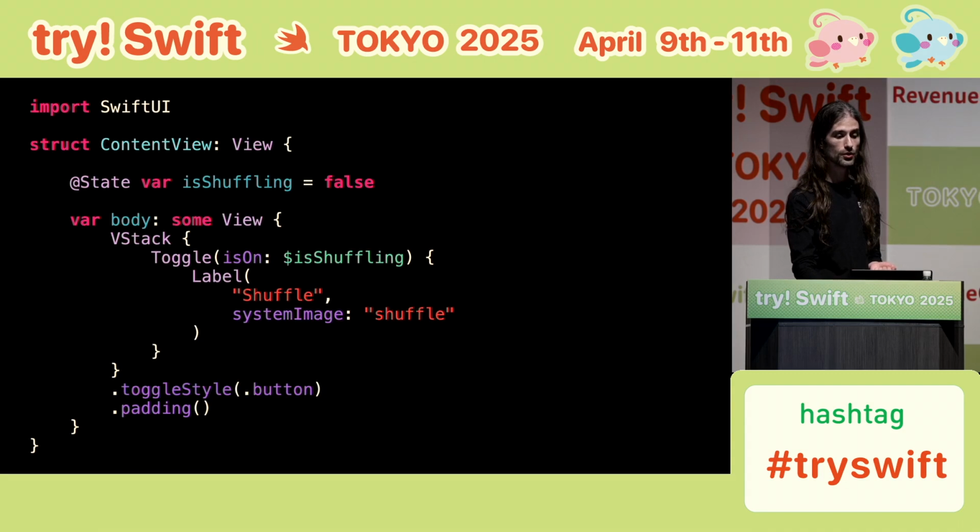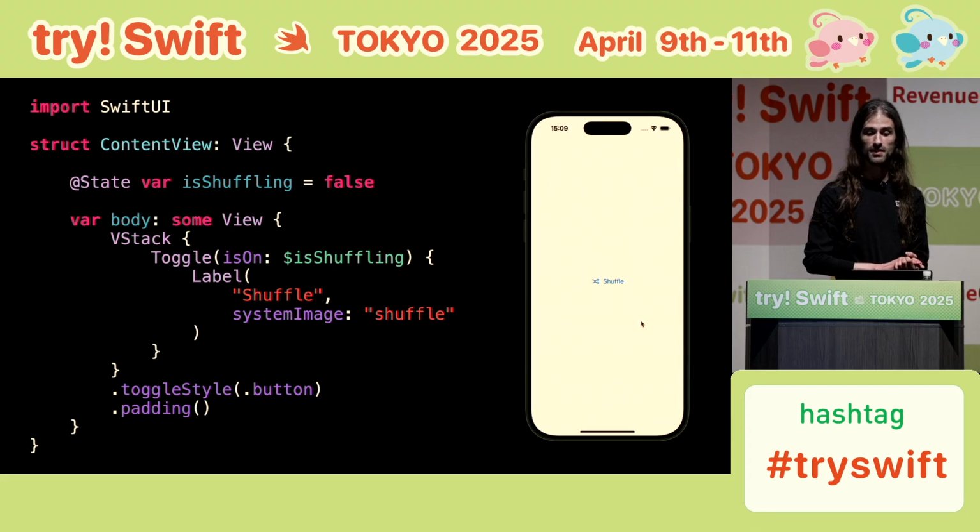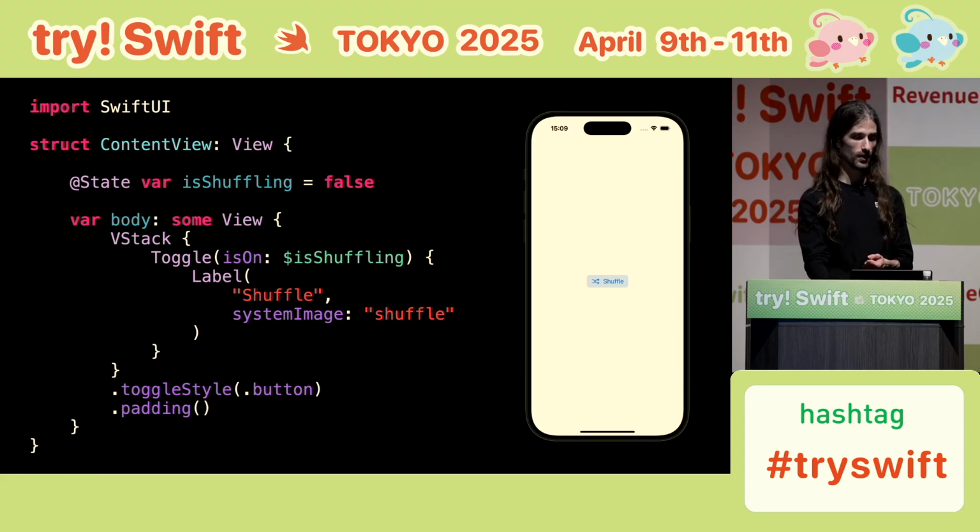Just call toggleStyle button, either on the toggle itself or on an encompassing view, and you will get this nice little built-in behavior. Something you could have built for yourself before using a button and some extra code to manage the state, but now it's a built-in API in SwiftUI since iOS 15.